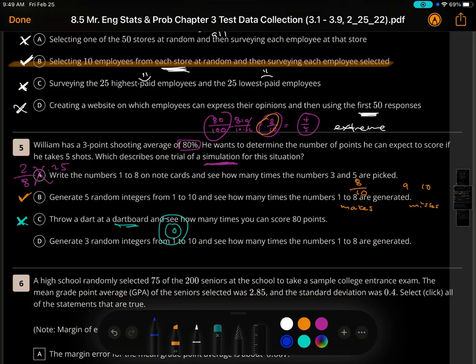What's the difference between this one? Okay, so this one has 5, which doesn't matter. And this one has 3. Oh, I do see. So they're exactly the same, but the 3, he wants to know how many out of 5 shots. So it should have been 5 shots, which I have here, not 3. So our correct answer is going to be B.